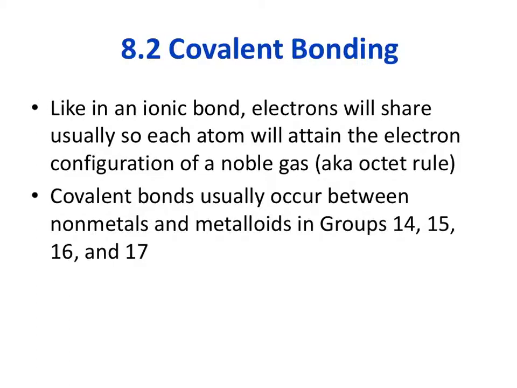Alright, so next section, we're just going to go ahead and jump into it. So, like in an ionic bond, electrons are going to share, so each atom will attain a configuration of a noble gas, meaning they want 8. The magic number is still 8 that they want to have around them. There are going to be exceptions. So, we'll get into those. We may see a couple of them in these, but don't worry about it right now. Just know that there are going to be some atoms that are going to have either more or less than 8, and they're still going to be happy that way. We'll talk about that, though. Remember, these bonds are between elements in groups 14, 15, 16, and 17.